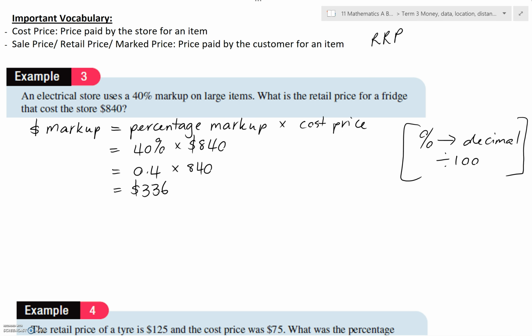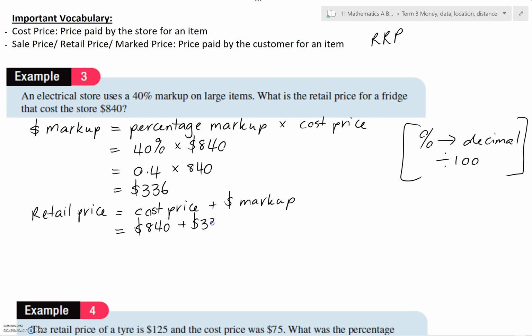Doesn't finish answering the question, wants to know what the retail price is. So the retail price for any goods is going to be the cost price that the store or the business paid plus the dollars markup. And we just worked that out. So we've got these items now. So that is going to be $840 plus the $336 markup, or total retail price is $1,176. So that's one possible method of working out what it's asking.